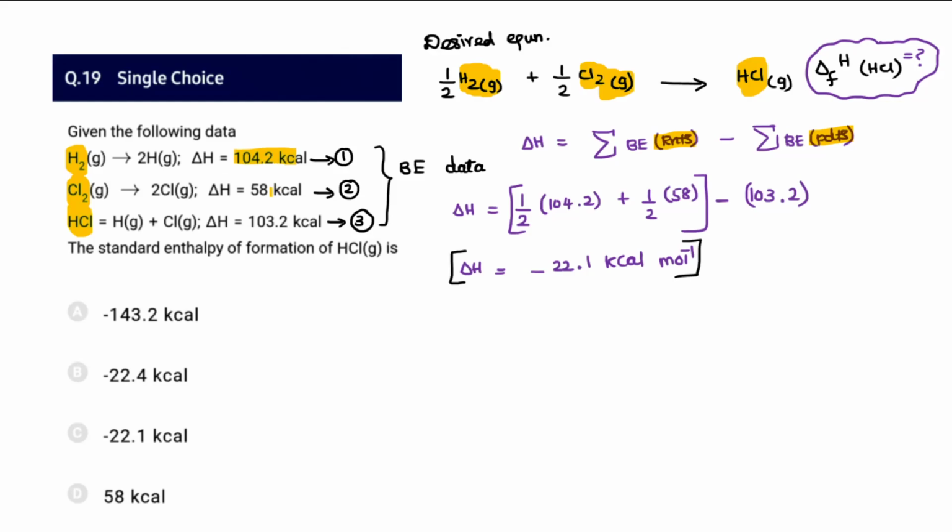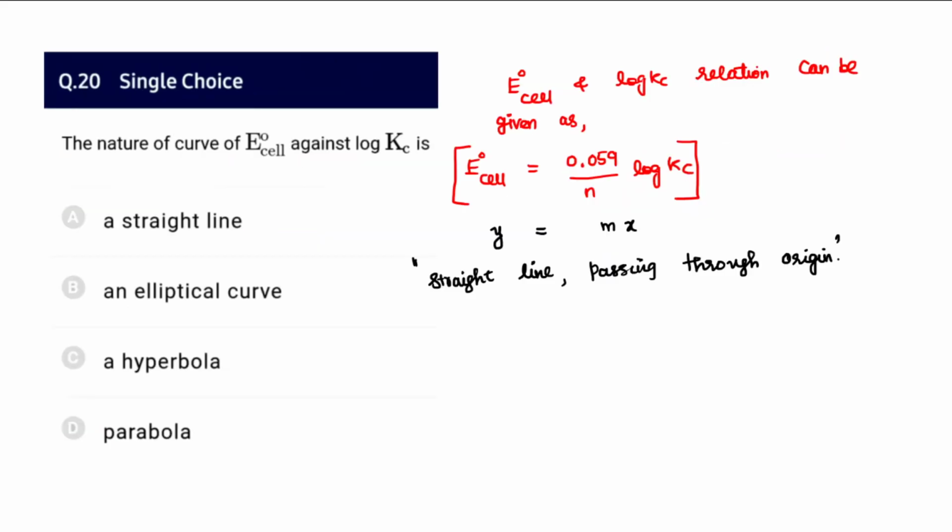So therefore these two data must be taken, and half of it minus 103.2. So finally the answer you get for this is C, minus 22.1 kilocalories. Question number 20. The nature of the curve of E0 cell against log Kc is asked for.